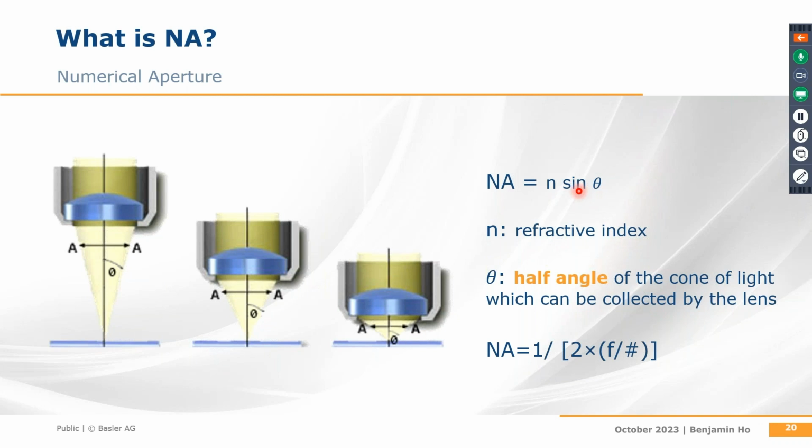F number refers to the ratio of lens focal length to its aperture diameter and indicates the amount of light going through the lens. So how is the resolution of the lens related to NA?